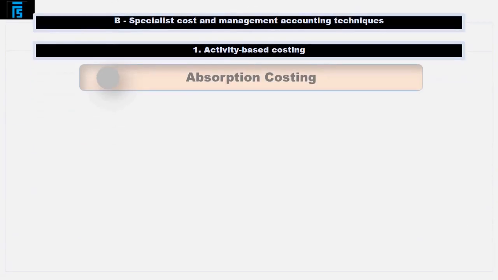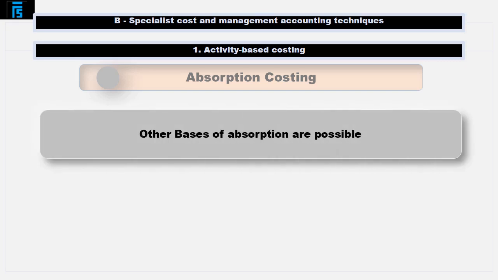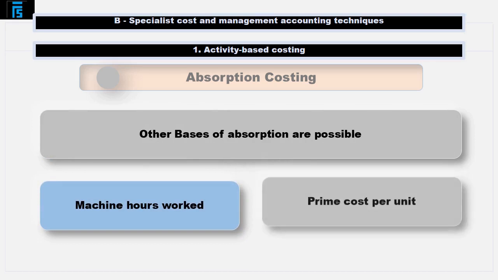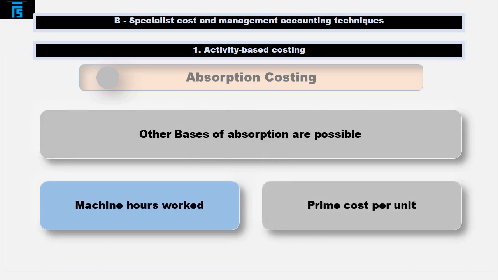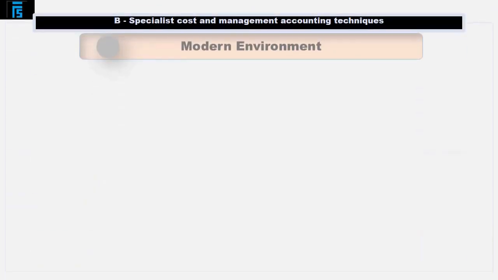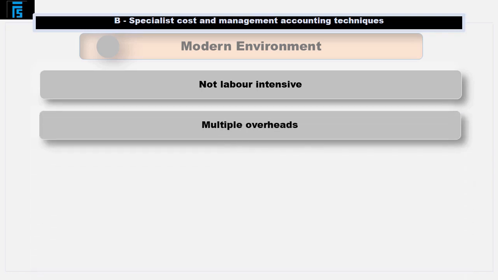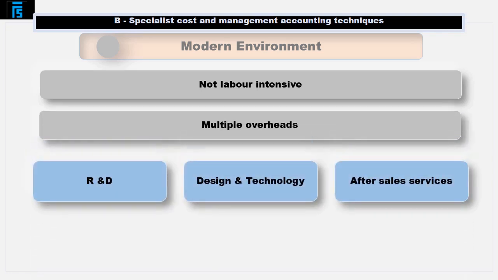Under absorption costing, Company A could also have absorbed its overhead using other bases of absorption, such as number of machine hours worked, or using the prime cost of each unit as a basis of absorption. In the modern environment, activity-based costing recognizes that overheads are no longer driven by manufacturing activities only, or the number of units produced. Overheads are incurred as a result of product research and development, design, technology, after-sales service, for example, all of which focus on improving the quality of the product.